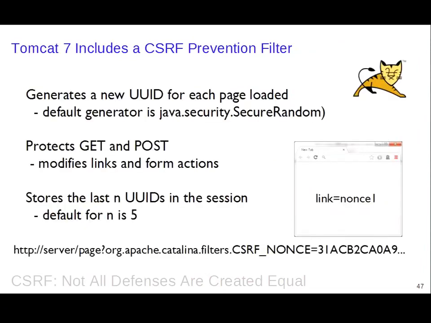So some of these can be very good for that. Tomcat 7 now includes a CSRF prevention filter. In many ways, it's actually very similar to OWASP's CSRF guard. OWASP's, by the way, was first, in case anyone's keeping track. It generates a new UUID for each page loaded.